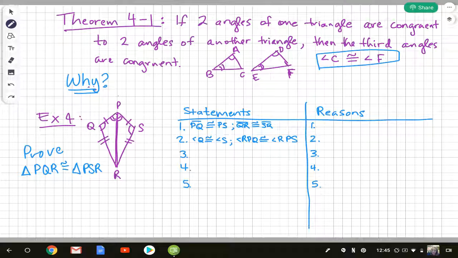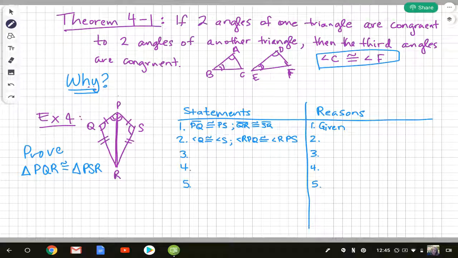So the picture gives me some information, and I've already written a couple of the things they've drawn in the picture into my statements. On number 1, I've got PQ, the side PQ, is congruent to PS. They had marked that in the figure. And also QR is congruent to SR. They had also marked that in the figure with their sets of lines. So if they've marked it in the figure, or if they've written it out in the given information, then our reason is just given.